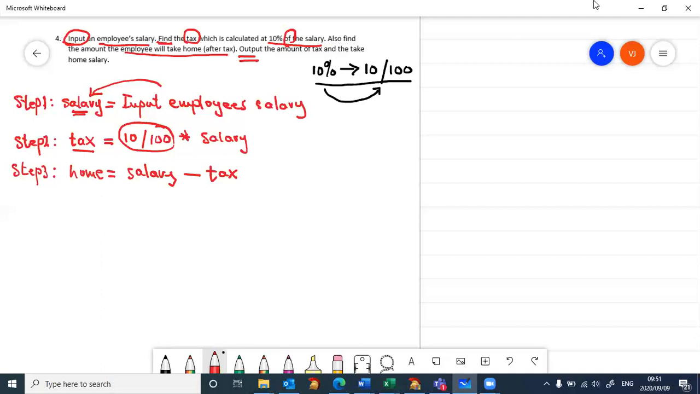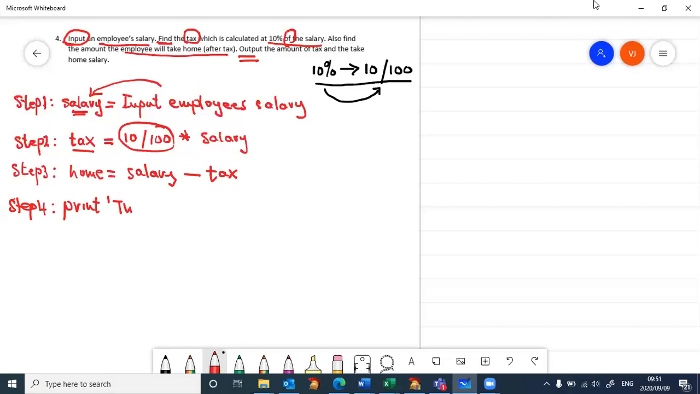Output the amount of tax. We have the amount of tax. There it is in that placeholder. And the take-home salary. There it is in that placeholder. So we simply go and output these values. So step 4, we're going to output, which is a print. And we like to print a message.